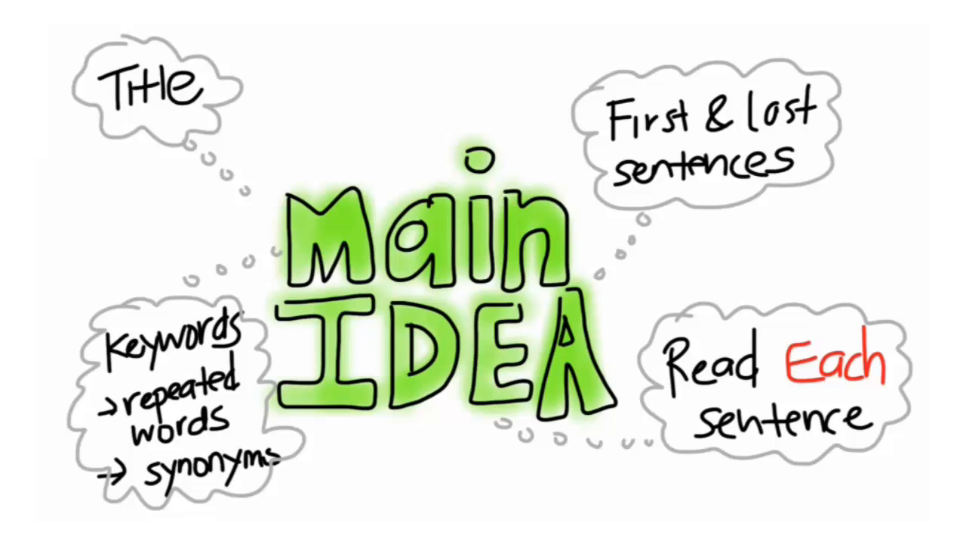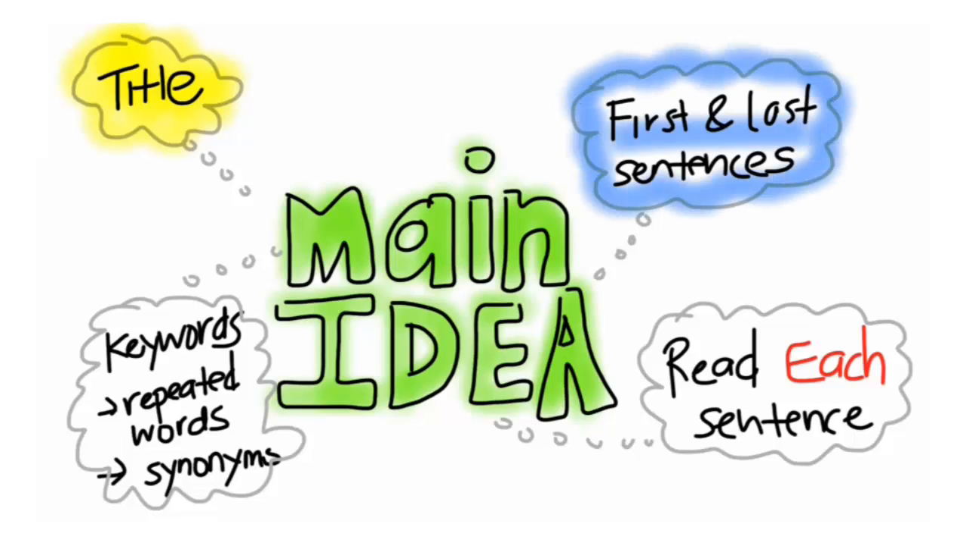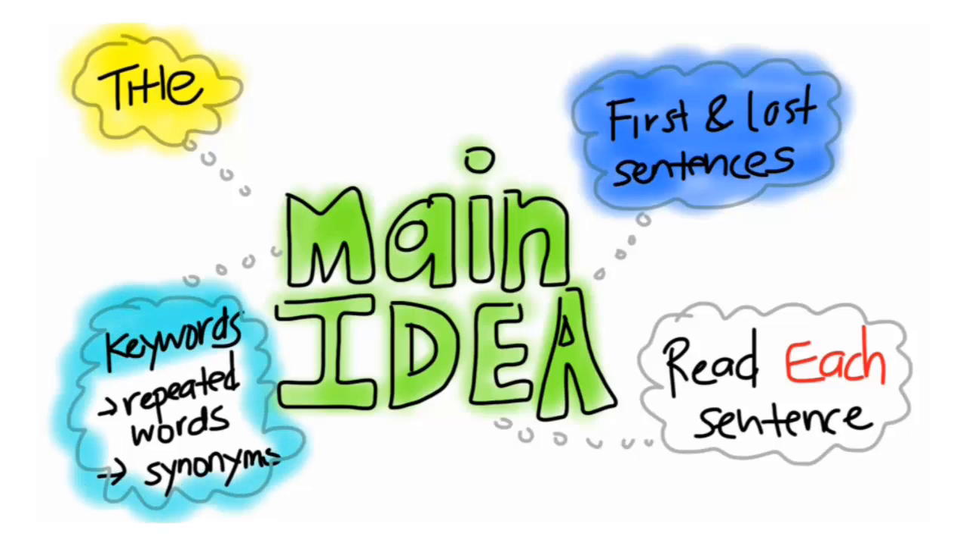So now that you know how to find the main idea, go back to the passage that you're working on and apply these strategy tips. Let's review these tips once more. Firstly, look at the title. Secondly, look at the first and last sentences to see if they give you a summary. Thirdly, look for keywords, words that are repeated in most sentences. And lastly, read each sentence carefully and ask yourself why the author says that, or what does the author mean.